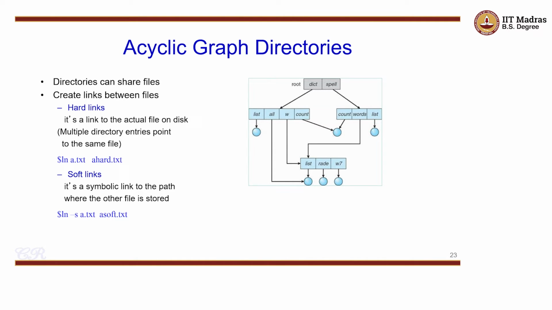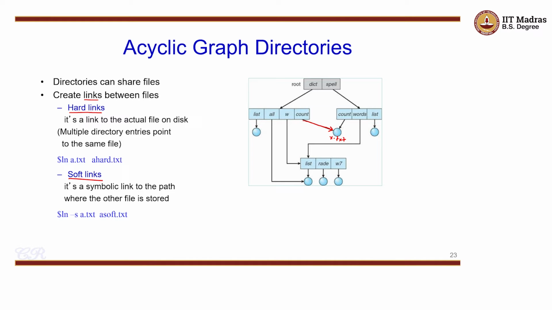For instance, in such a case, I have two directories, root, dict, and count, which has this file called say x.txt, and the same file can also be referred to through root, spell, words, root, spell, count, and x.txt, right? So this is useful in certain cases when files need to be shared between multiple directories. And the way to achieve this is by using links. So there are two ways links can be used: hard links and soft links.